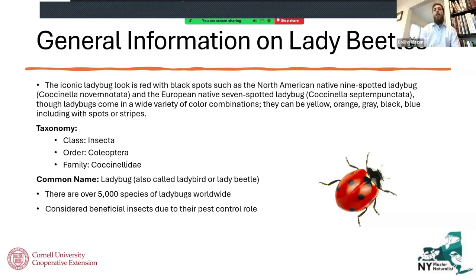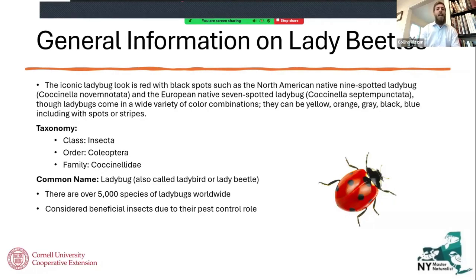So most ladybugs are going to have that iconic look of red and black spots. The two most common that look like that are the North American nine-spotted ladybug, Coccinella novemnotata, and then the European native, which is the seven-spotted ladybug. Those are going to really have that characteristic look, which you see here on the screen. Although they do actually come in a lot of different coloring combinations. They can be yellow, orange, gray, black, blue, and then they can have unique types of stripes and spots as well.